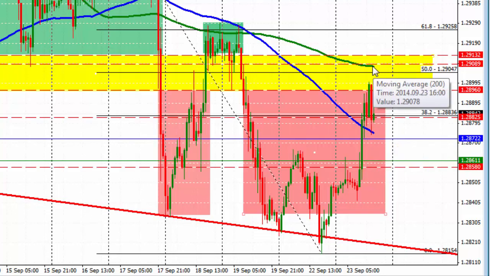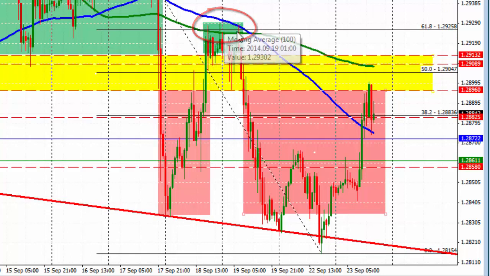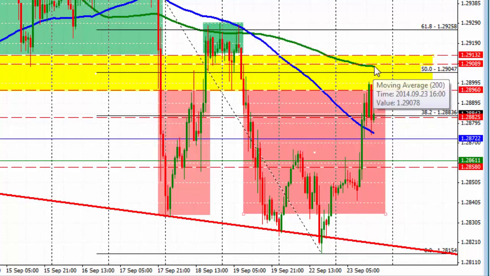Up above is the 200-hour moving average. That's the green line in the chart, and going back to this day last week when the market found resistance against the 200 and the 100-hour moving average, that will be a key level that the market will need to stay below if the bears are going to remain in control.